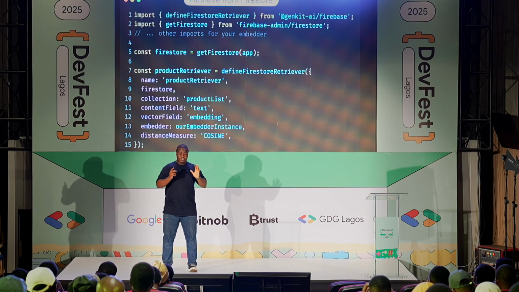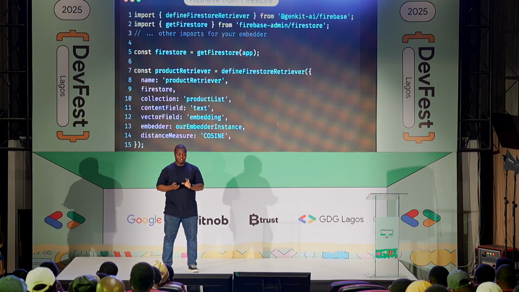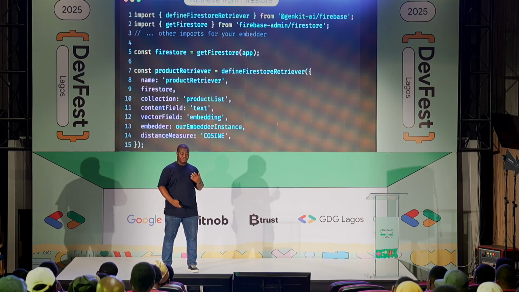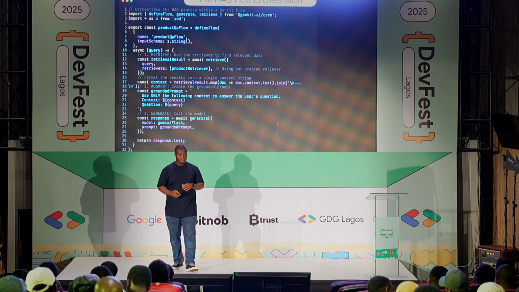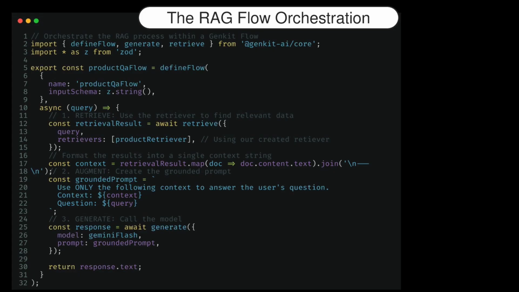So it's very, very simple to be able to build this. This is what the Firestore retriever looks like. And then, you've created the retriever, and now you need to be able to use the retriever to fetch content from the user. So this is where the flow comes in.